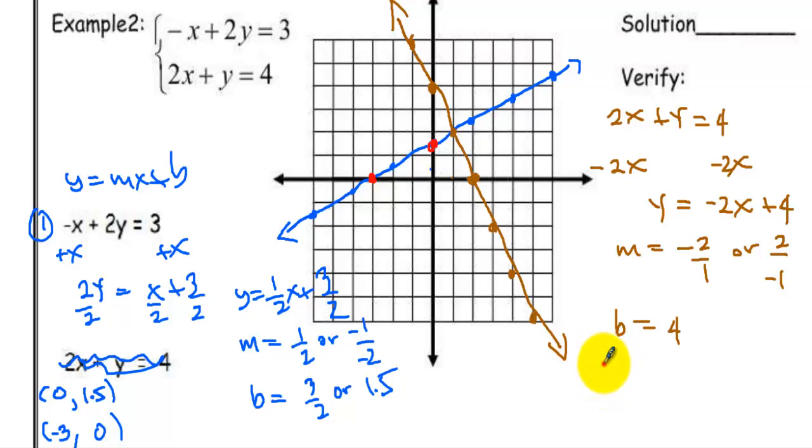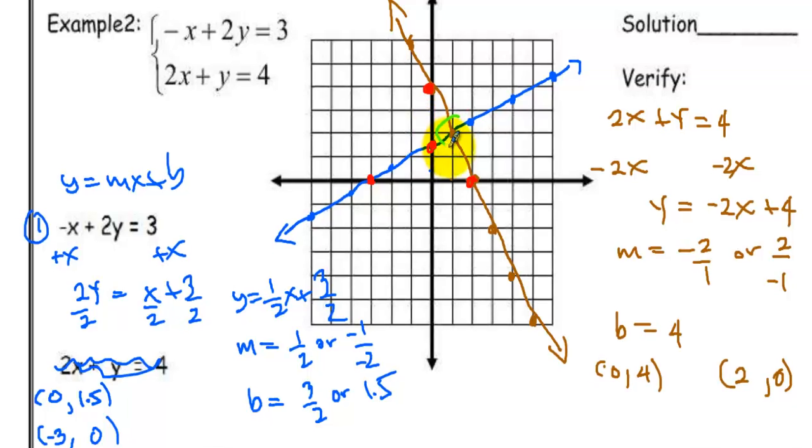So using intercepts, if x is 0, we'll have y equals 4. And then if y is 0, solving for x, divide by 2 on both sides, we'll get x equals 2. So if you're going to use intercepts, I will have 0, 4 and then 2, 0. Connecting these two points will give us the same line. Now the solution is the intersection of the two lines. In this case, we have an intersection which is located here.